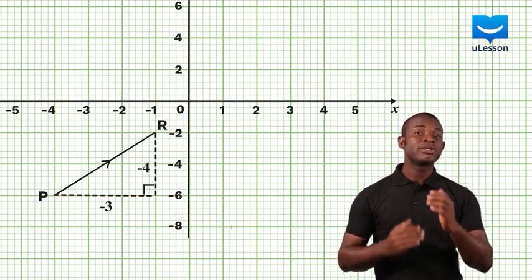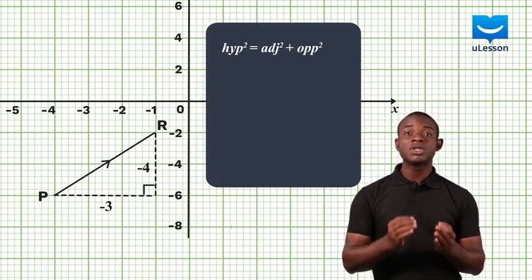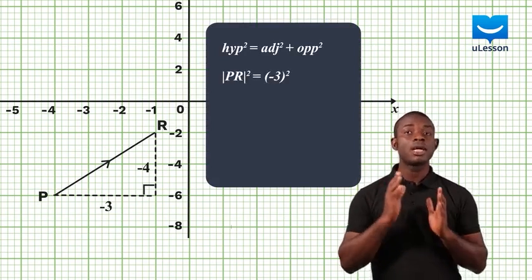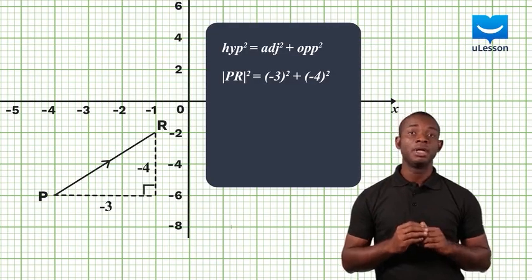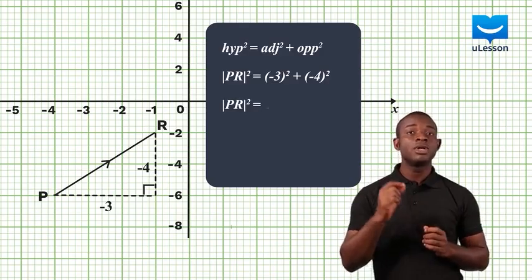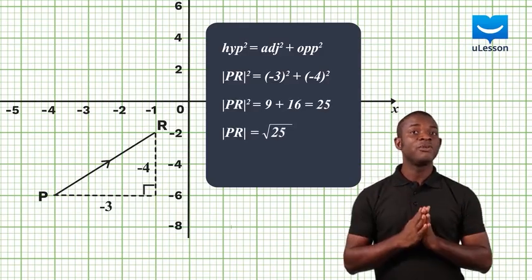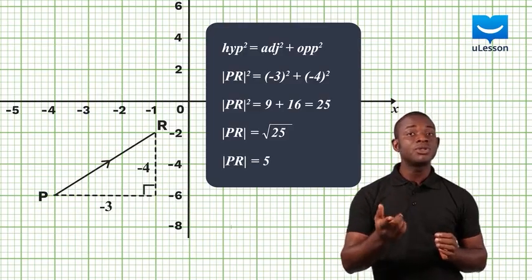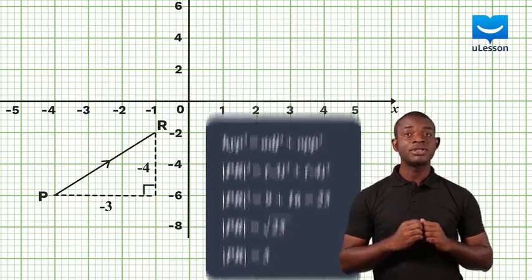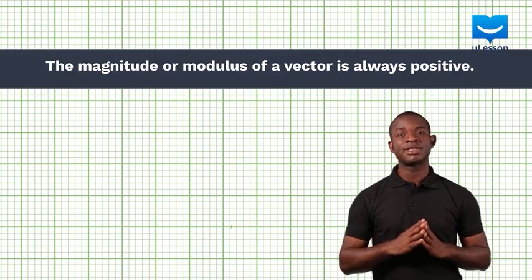We proceed by substituting the values into the Pythagoras theorem to have the square of the modulus of PR to be equal to minus 3 squared plus minus 4 squared. Therefore, the square of the modulus of PR is equal to 9 plus 16, which gives 25. Taking the square root of both sides, the modulus or magnitude of PR is 5. One thing you must always note is that the magnitude or modulus of a vector is always positive.